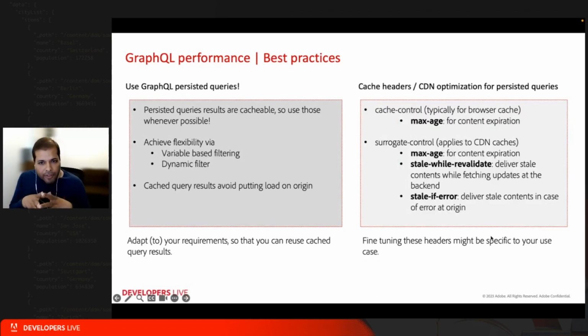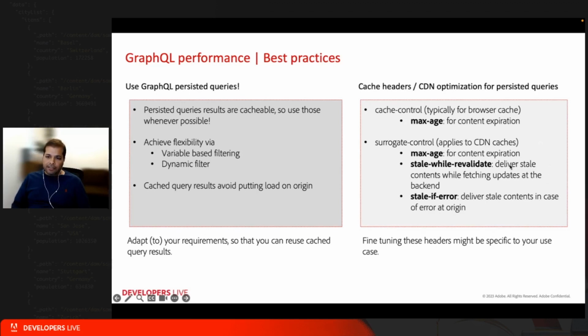Now we come to our favorite, persisted queries. What makes persisted queries so appealing is their ability to be cacheable. Therefore, prioritize their use whenever possible. Variable-based filtering on top of that is quite powerful. Being cached, the results are delivered fast to your clients, and thus you also avoid putting extra load on the origin. Combined with a caching strategy, persisted queries can better suit your use cases.